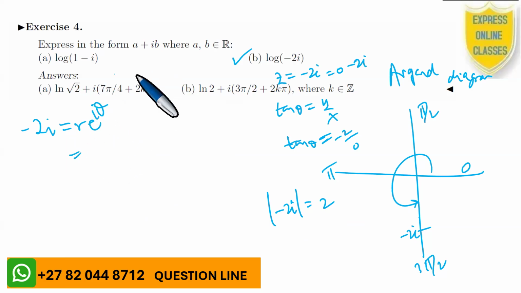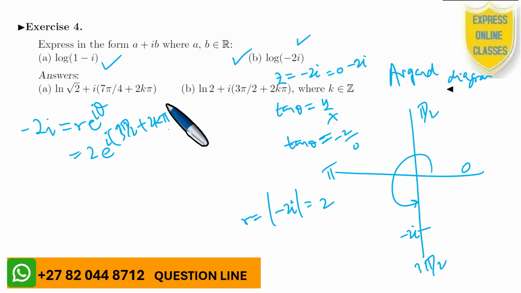Always we use that one for the log. The radius is the modulus, which is 2 e to the I. The angle theta is 3 pi over 2 plus 2k pi. Right, so you then will be in a position to take the log of this.